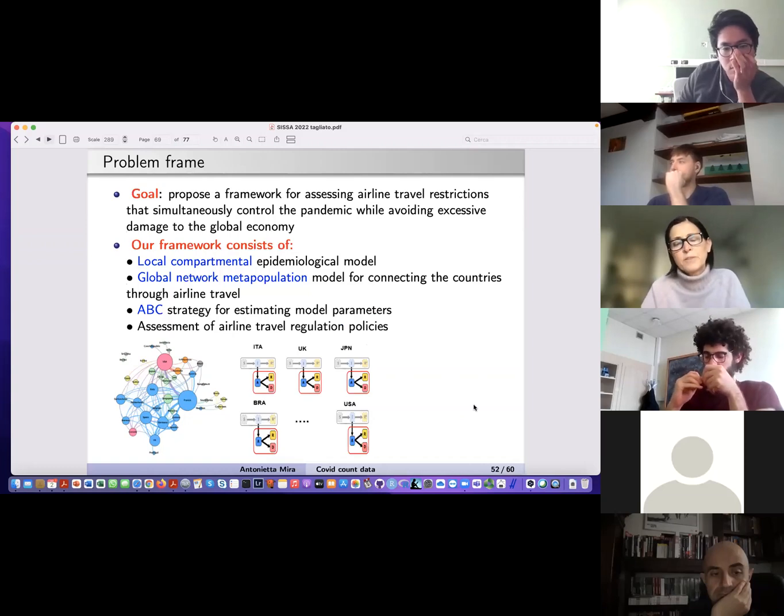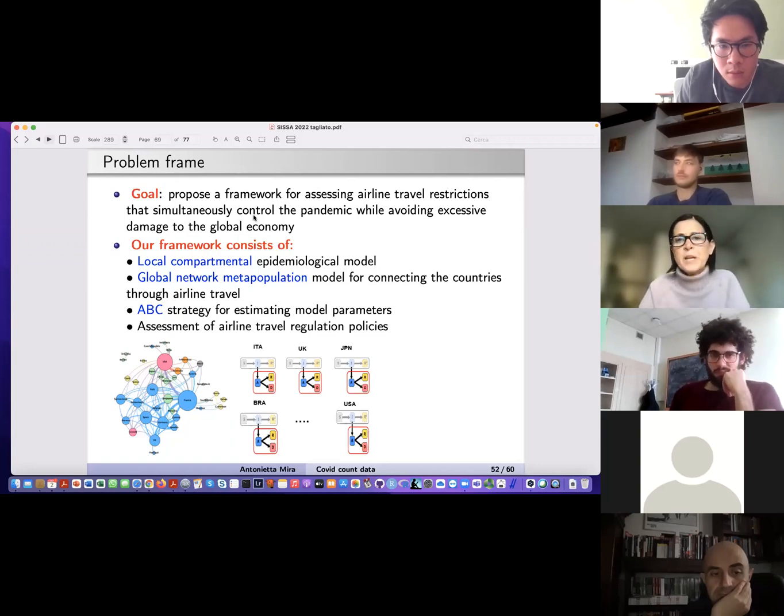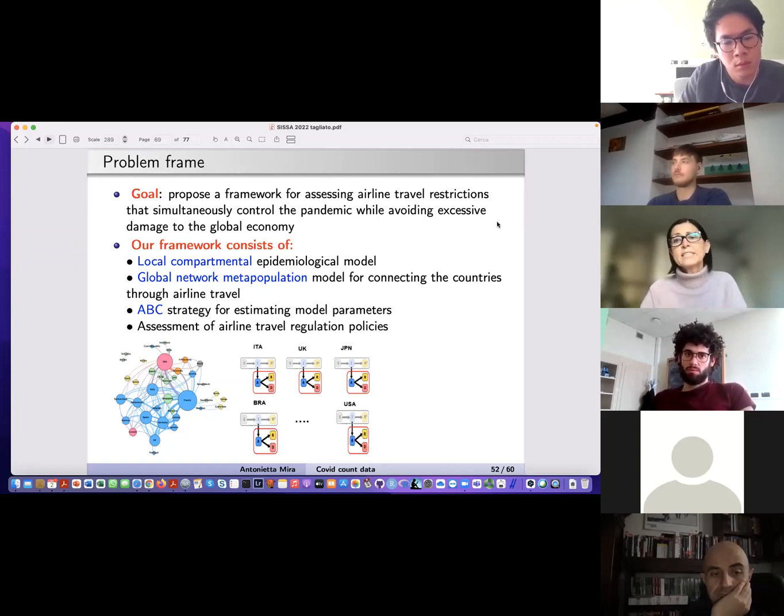So when are travel restrictions effective, and how can we go from a yes and no type of regulation to a more effective strategy? The goal is to propose a framework for assessing airline travel restrictions that simultaneously controls the pandemic on one hand, and on the other hand, avoids damage to the global economy. So the framework consists of the compartment model that I just told you about, that we use for each country worldwide, plus a global network metapopulation model that connects each country through airline traffic. Again, we use an approximate Bayesian computation strategy to estimate the model parameters. And the goal is to assess the airline travel regulation policies and to possibly come up with better ones than the existing ones.